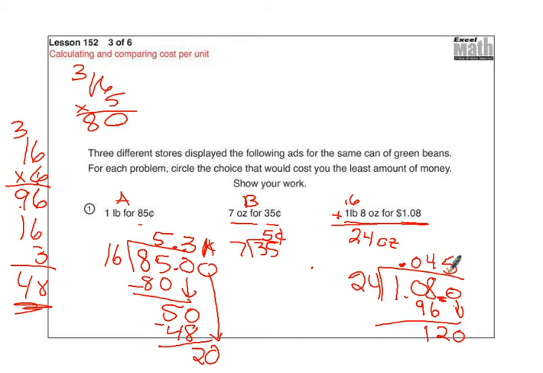I got 5.35 cents, and how much money is this one? 4 cents. 4 cents, right? This is 4 cents with a little bit of extra. You see, 0.04 is 4 cents, right? So which one's the best deal? C. C, the last one right there, is the best deal.